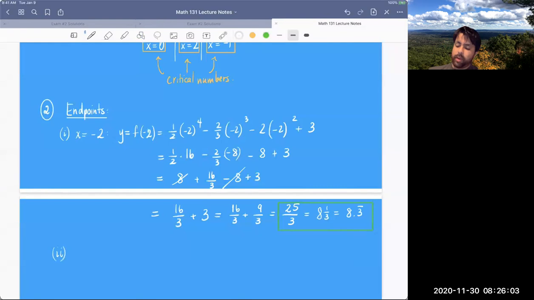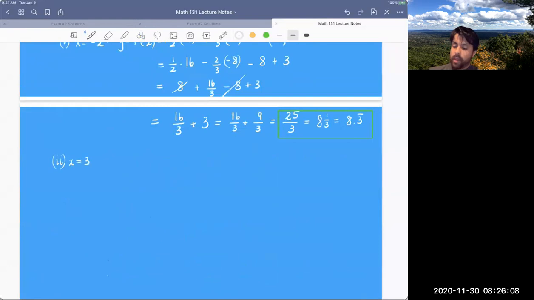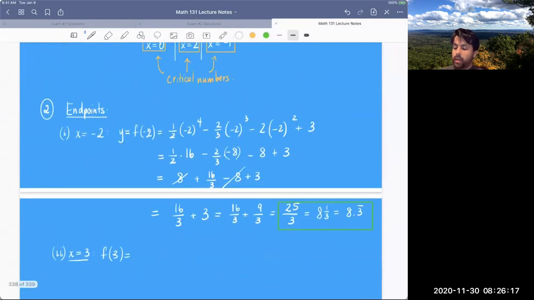Now let's look at the rightmost endpoint when x equals 3. So what happens when x equals 3? Plug it in again. f of 3 equals what? This is 1/2 times 3 to the fourth minus 2/3 times 3 to the third minus 2 times 3 squared plus 3. This is 1/2 times 81 minus 2/3 times 27 minus 2 times 9 plus 3.